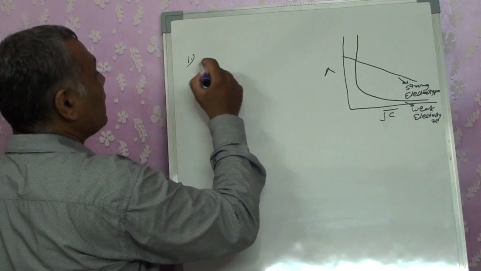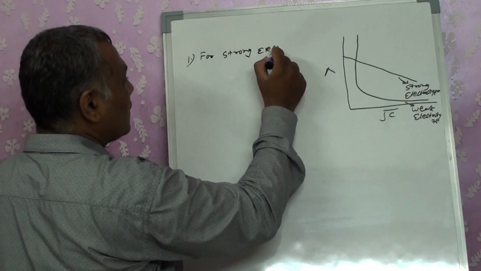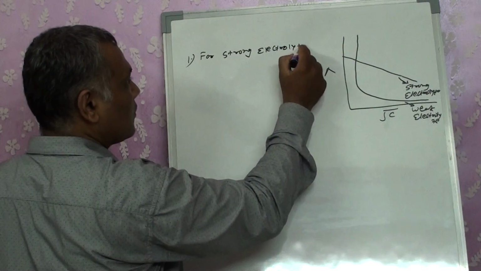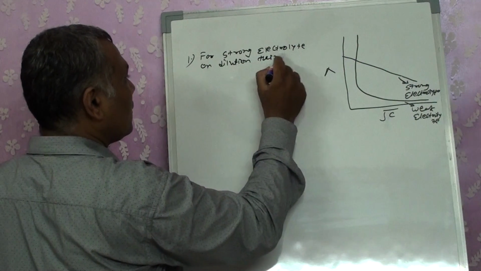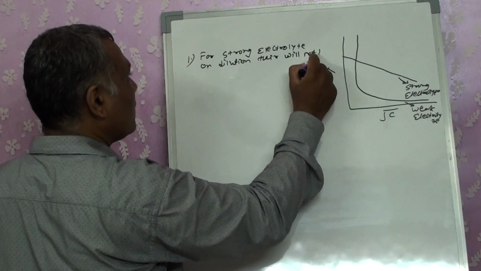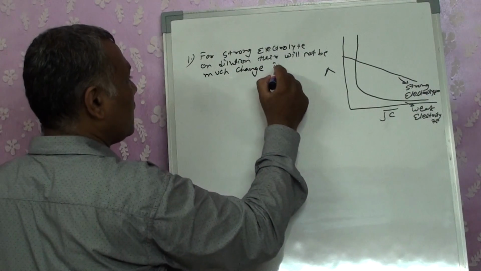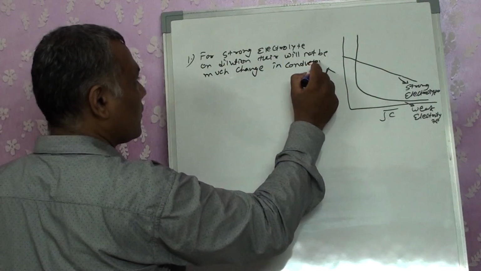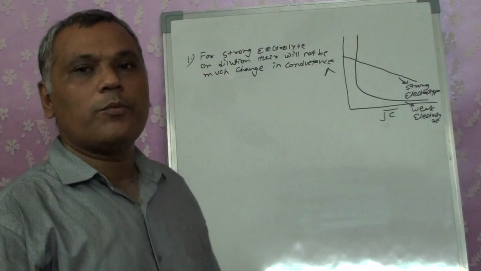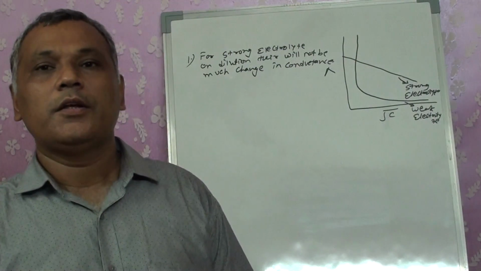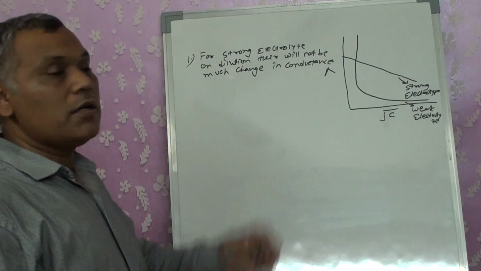So in this case we can say that for a strong electrolyte, on dilution, there will not be much change in conductance because it is already completely ionized. The number of ions being produced are already there, so there won't be any large change in the conductance.